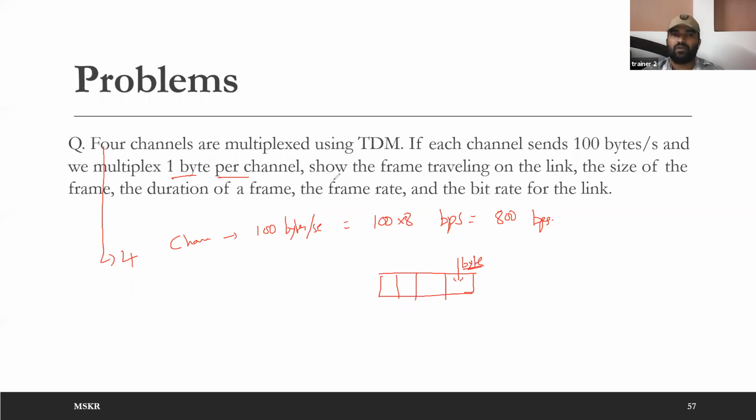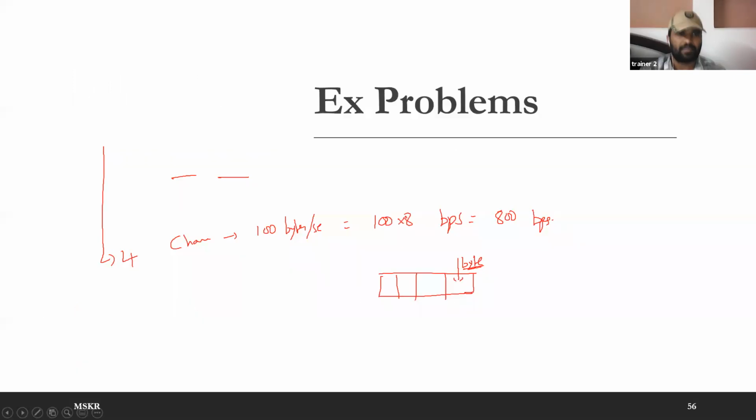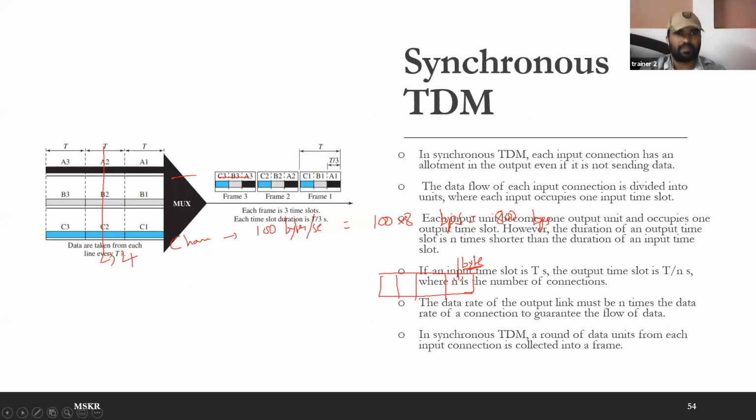Show the frame traveling on the link, the size of the frame, the duration of the frame, the frame rate, the bit rate. So in total they are asking you to do 5 things. One is draw a diagram. We saw a diagram previously, this one. So like this, they ask you to draw a diagram.